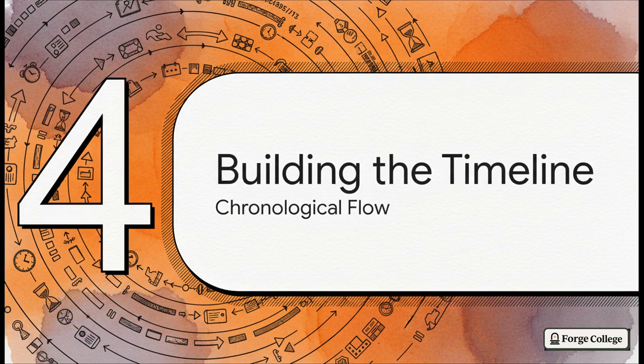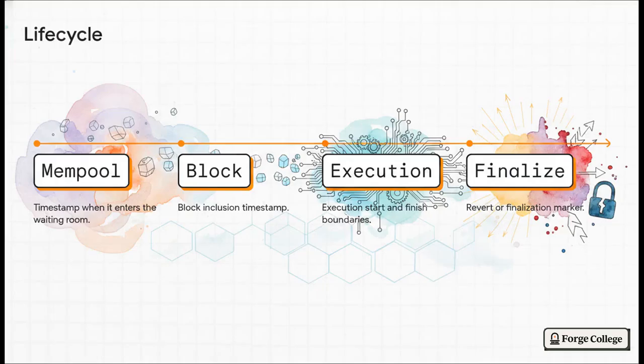Section 4, building the timeline, chronological flow. But look, evidence means absolutely nothing without context, right? We have to reconstruct the crime scene. The crucial part here is mapping out the transaction's lifecycle chronologically, from start to finish, using timestamps as our unit of time. We start with the mempool timestamp, like when did it first enter the waiting room? Then the block inclusion timestamp, when was it officially picked up? Next, we track the execution start and finish boundaries based on our trace. And finally, we drop in the revert or finalize marker. By lining these timestamps up, we can figure out if an issue was caused by some massive propagation delay or if it was purely down to the execution logic itself.